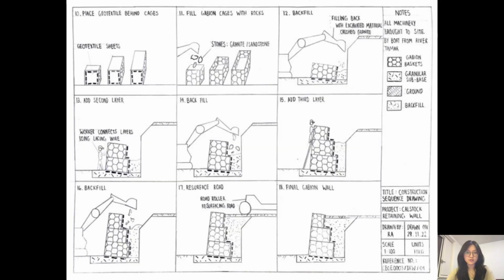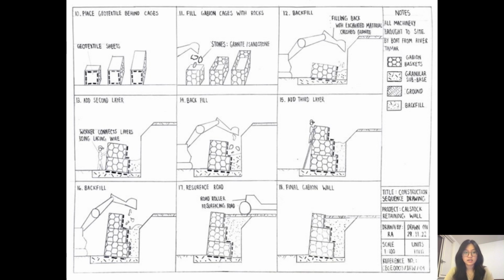This is part 2 of the construction sequence for our gabion wall. After building the cages, geotextile sheets will be attached to the back of the gabion baskets. This ensures water permeability and a filtration mechanism. The gabion baskets are then filled with interlocking angular rocks such as solid granite or sandstone. After adding the first layer of the wall, the back cavity will be filled with excavated material, specifically crushed granite that was collected from the removed debris.